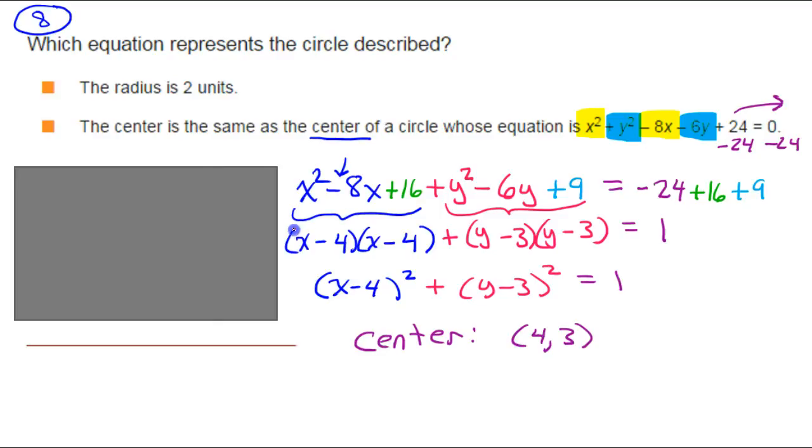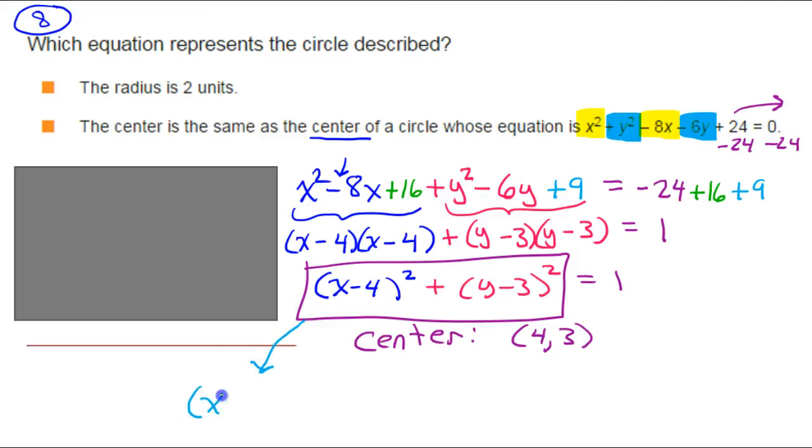So we want an equation that has the same center. So really what they're telling us is that this part of the equation should be the same. Okay, let's see. I'll go with the light blue here. So if it has the same center, then this part of the equation should be the same. So I should have x minus 4 squared plus y minus 3 squared. That way it has the same center.